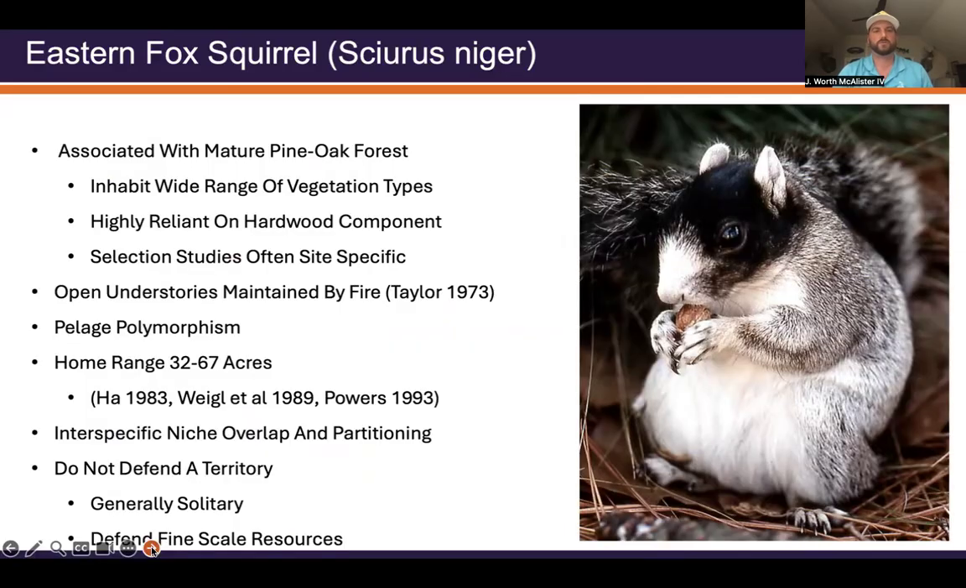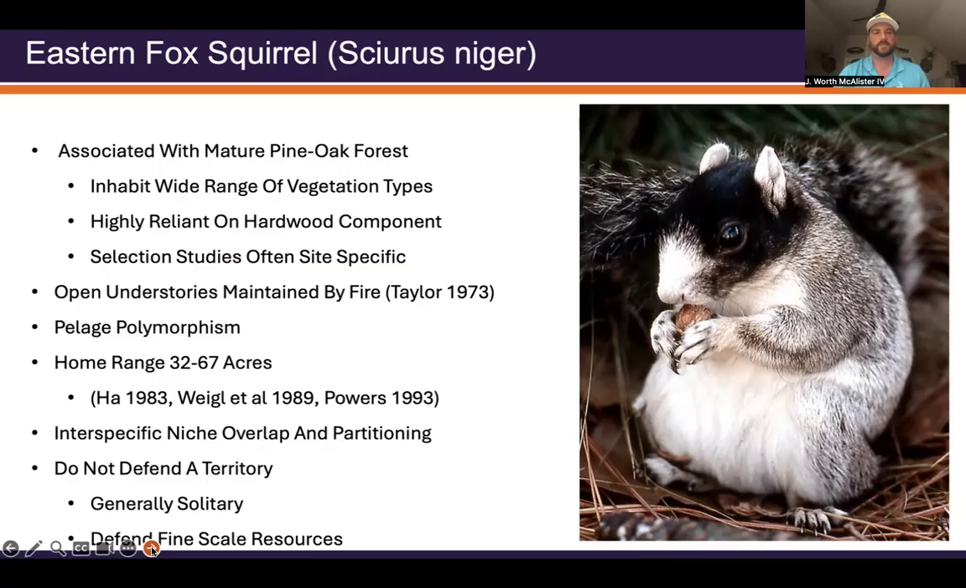Fox squirrels are associated with mature oak pine forest. Although they inhabit a wide range of vegetation types, there's been a lot of study on fox squirrels over the year. Often these are site specific, so what's going on in the specific study area of interest. They are highly reliant but not obligate on a hardwood component. They like open understories maintained by fire.